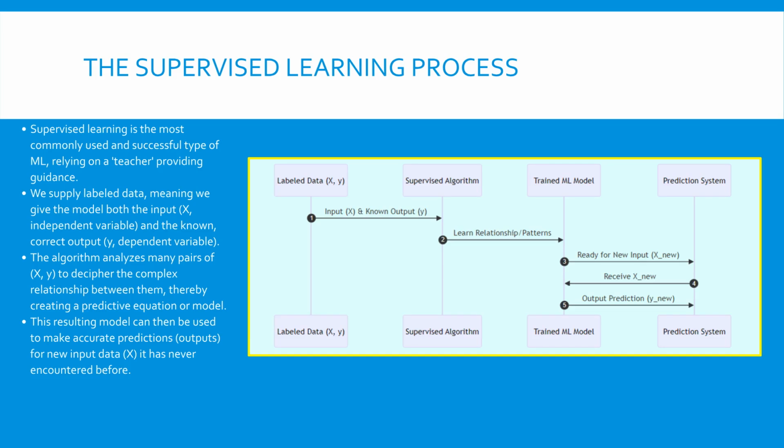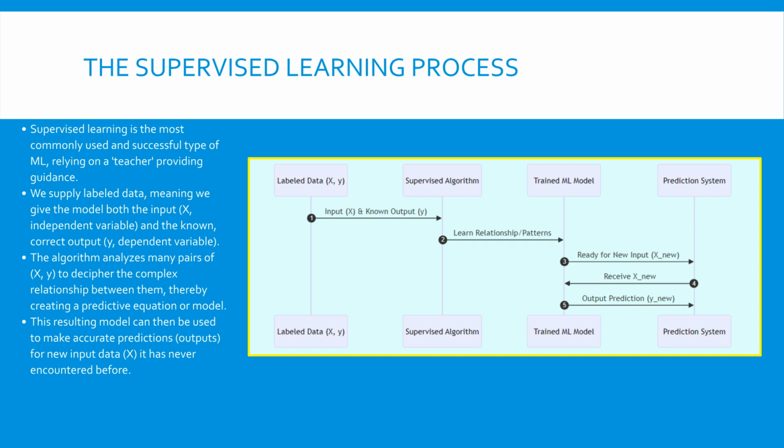Building on our structured data foundation, we now explore supervised learning, the most frequently deployed ML method. This process is called supervised because it is guided by a teacher who provides the correct answers. We input labeled data, where the inputs, the samples and features, called the independent variable x, are paired with the known, desired output, the answer, called the dependent variable y. The algorithm's job is to analyze these numerous x, y pairs and extract the relationship, forming a reliable prediction model.